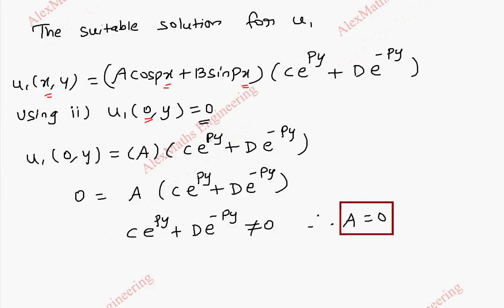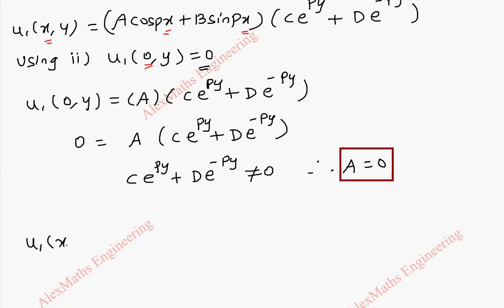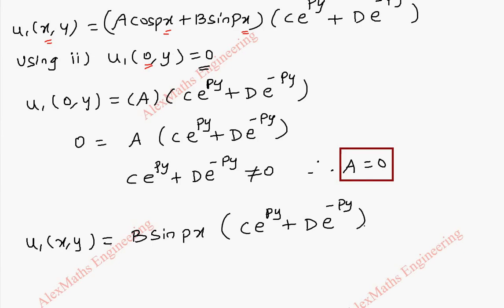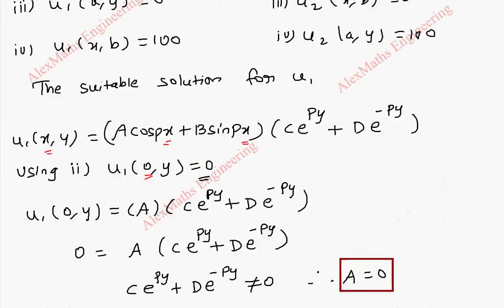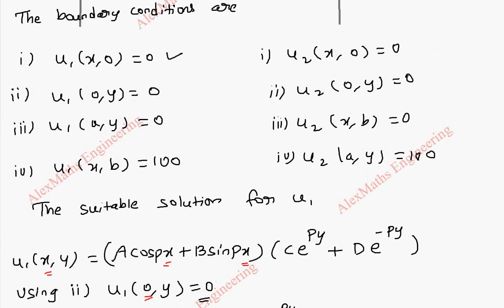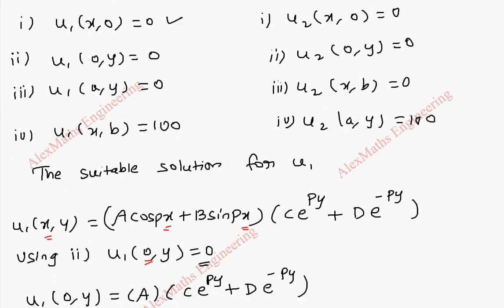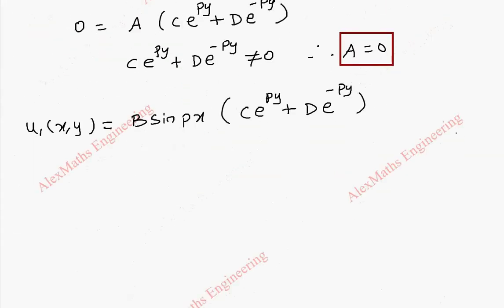So we take a as 0 in our solution. So u1 of x comma y is going to be b sin px into (c e power py plus d e power minus py). Now using the first condition again, it is not possible to arrange the solution. It is better to use this one as a second. This we used already. We have to use this as a second. So using the third condition.